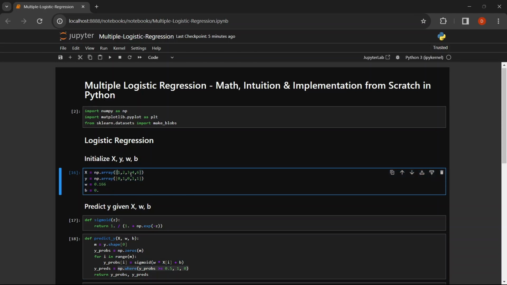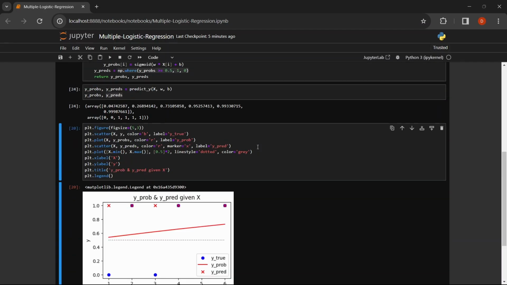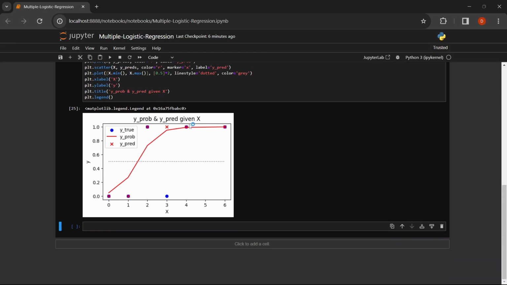So first, I'm going to add a 0 to the x and the y, saying someone studied 0 hours and then they failed. Let's use a different weight and bias. We'll use 2 and -3. And if we run through this code again, alright, so maybe this plot's a little easier to visualize what's happening.